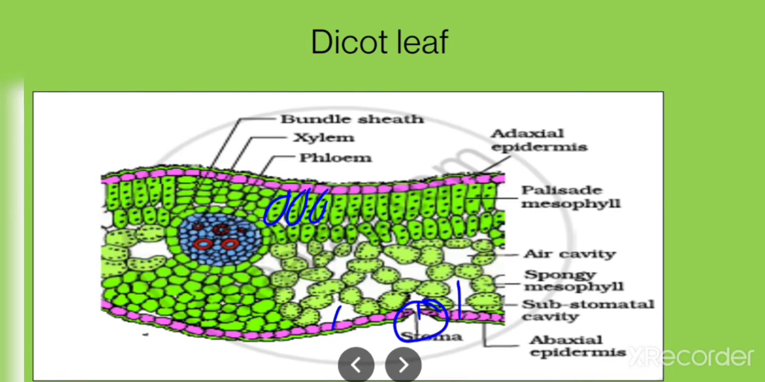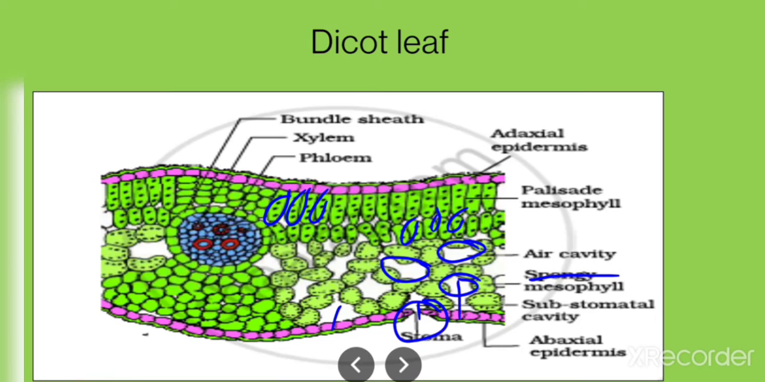So palisade parenchyma is arranged in a parallel manner, like one tissue in the front and the other one at the back. Now since all these are tightly packed, we will call them palisade. Whereas the spongy, you know what a sponge is like. Sponge has lots of air spaces. That's why the name spongy mesophyll has been given. It is because it encloses a lot of air cavities.